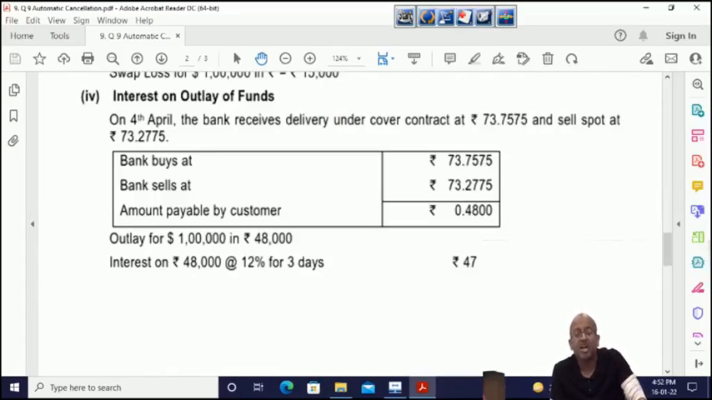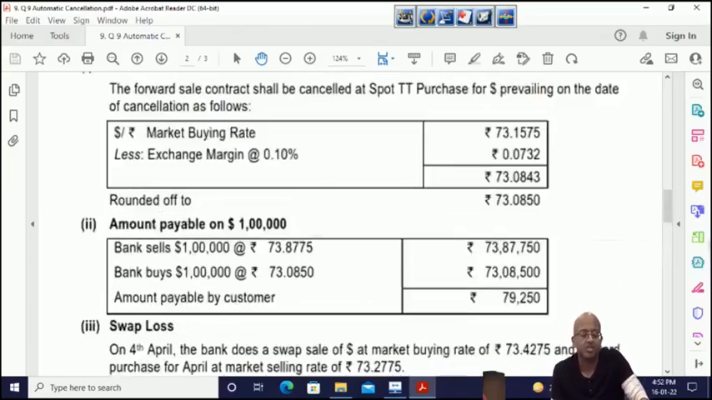So the interest charge shall be for 3 days. Had he come in 2 days, it would have been for 2 days. So either for 3 days or when he comes, whichever is earlier, interest is charged.